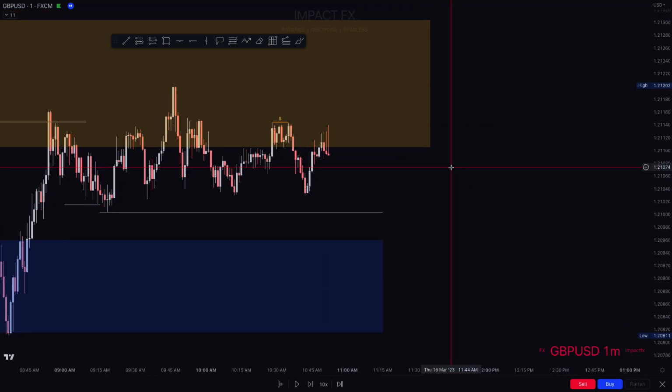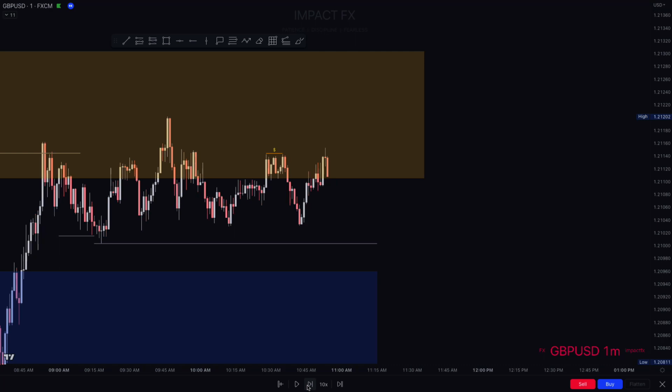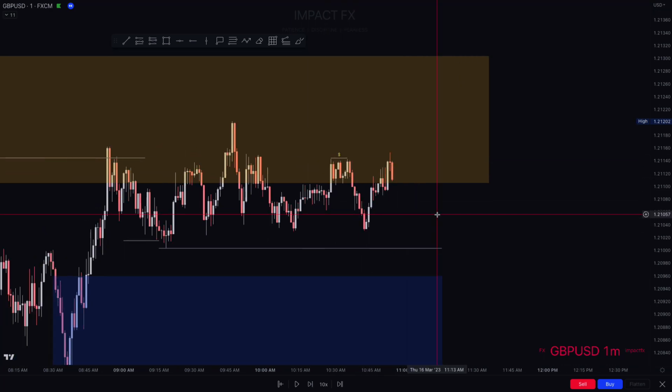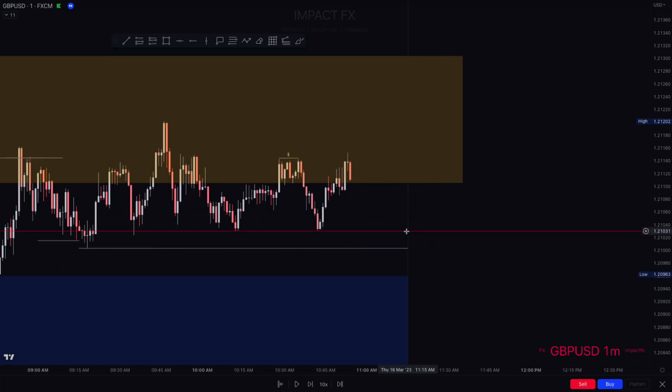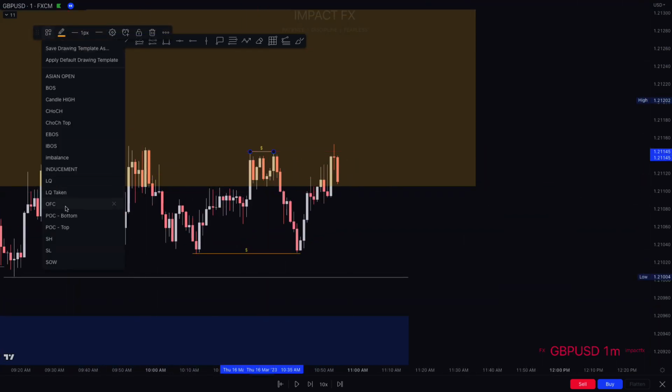Okay, so price is coming up into here. I would suspect that price is going to take that liquidity. Okay, so price is taking that liquidity. Price made equal lows here, which I don't really like. So that looks like liquidity, and this liquidity is gone.